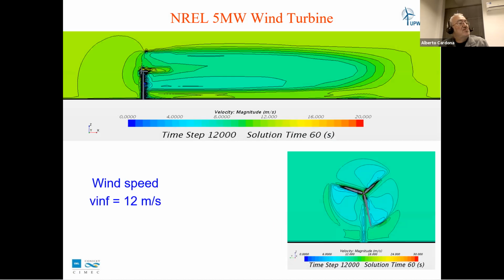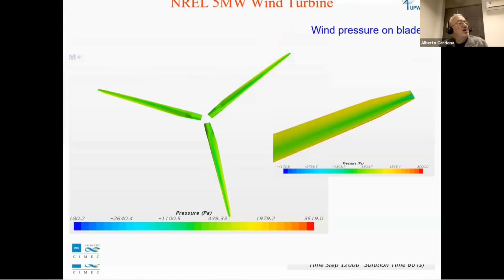These are views of the flow around the wind turbine, the wind speed. We see the wind speed is constant. This green is 12 meters per second in this case.